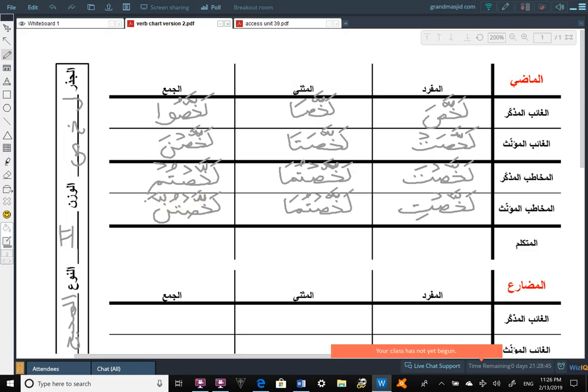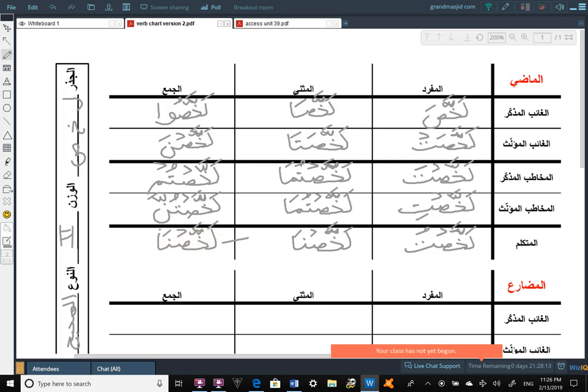And then ana, al-mutakallim, first person, singular, lakhastu. And then these 2 are the same, lakhasna. Right, lakhasna. That's your fi'l madi.